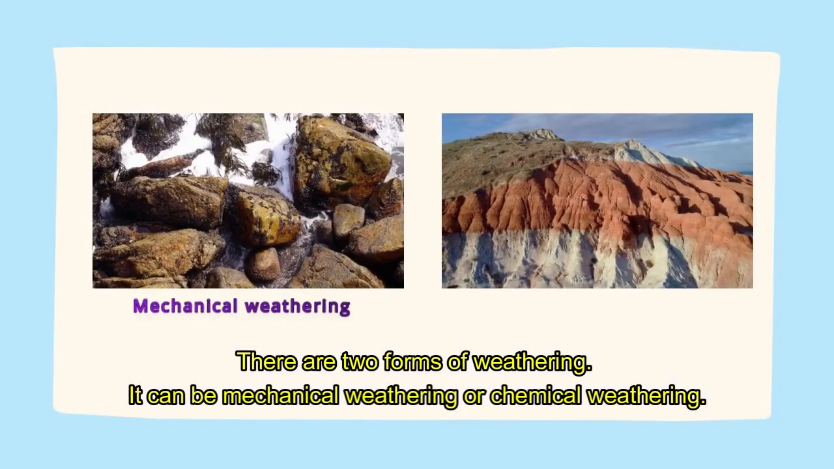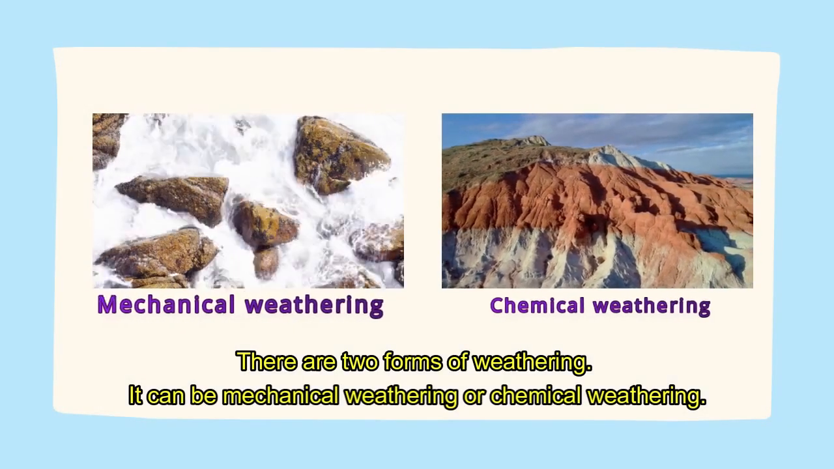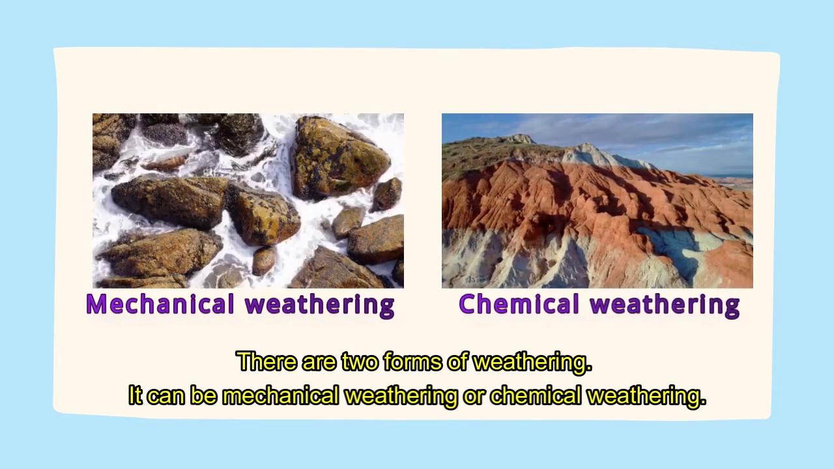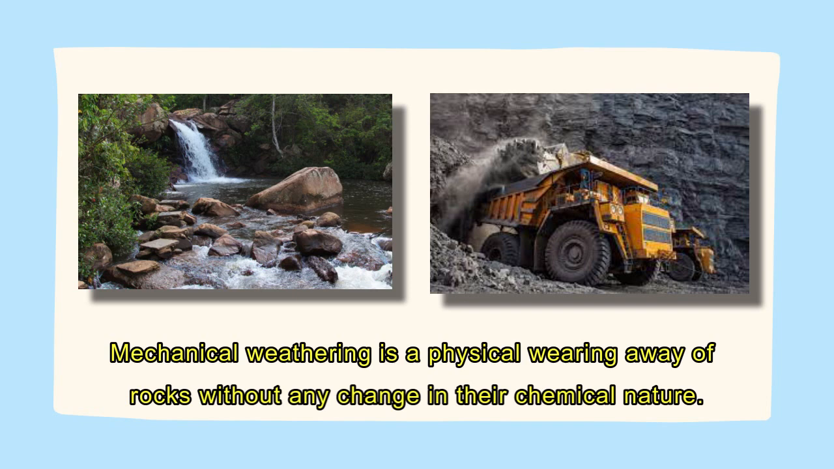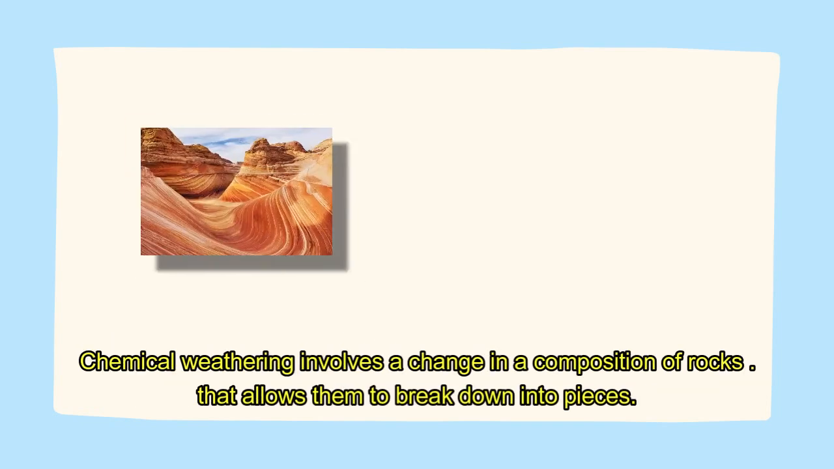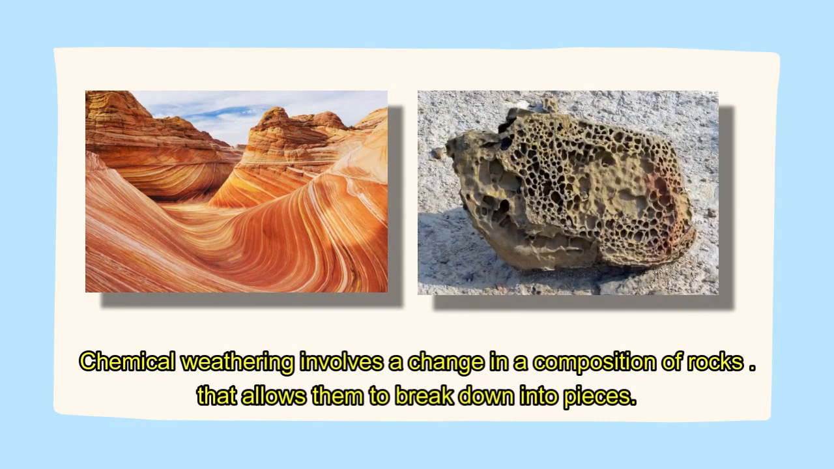There are 2 forms of weathering. It can be mechanical weathering or chemical weathering. Mechanical weathering is a physical wearing away of rocks without any change in their chemical nature, while chemical weathering involves a change in the composition of rocks that allows them to break down into pieces.